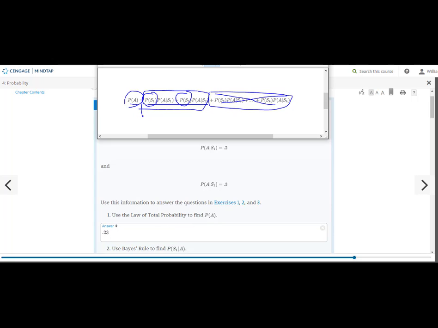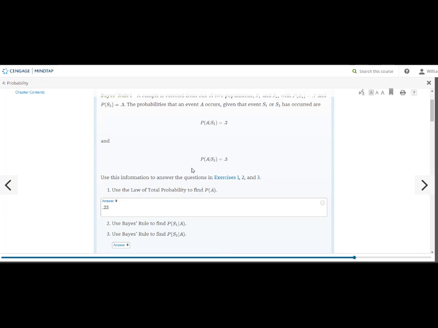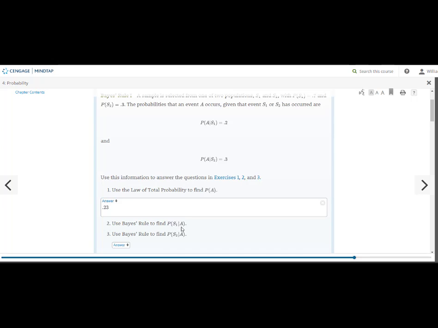Okay, let's go to the next problem. Use Bayes' rule to find the probability of S1 given A. Remember that the original data was given in the form of A given S1, A given S2, but they want to reverse that. They want S1 given A. So what would that mean in terms of the actual problem?